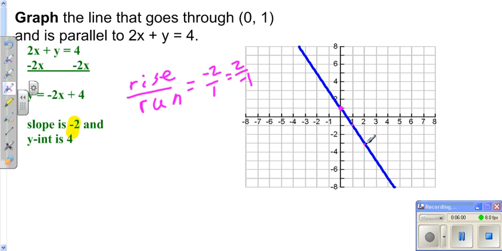down 2 to the right 1. Or if you use the second one here, you'd rise 2, go to the left 1. So up 2, left 1, up 2, left 1, up 2, left 1. And so then you draw in your line connecting those and you get the blue line.